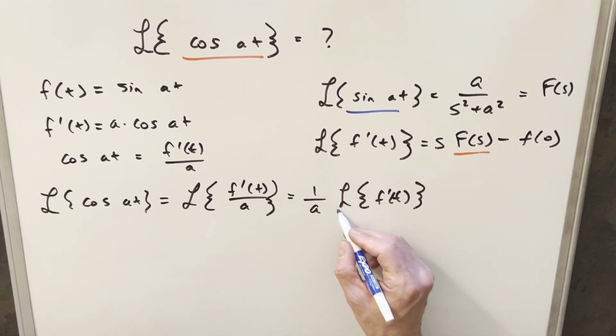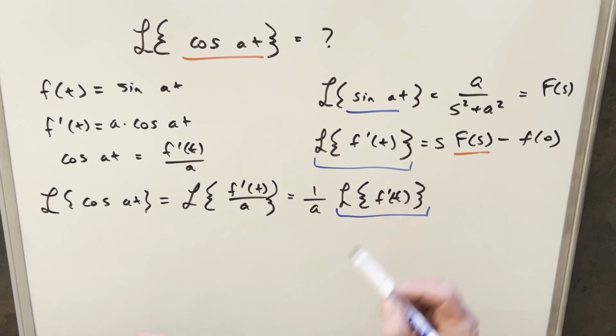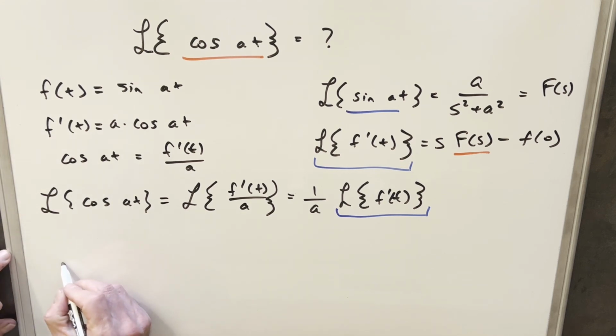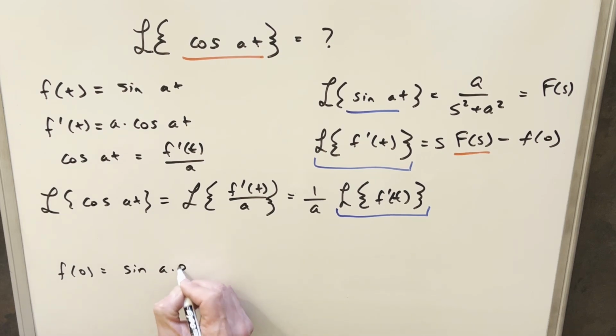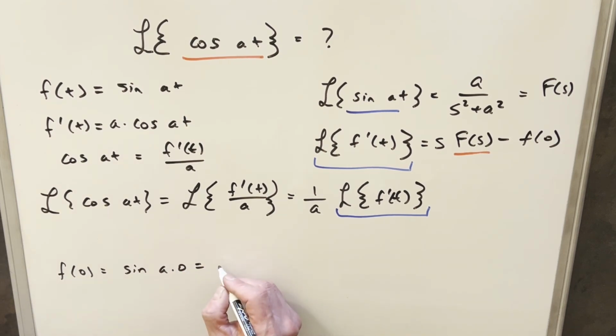So now what we need to do is just calculate this thing, and we have our formula right here. The one thing I haven't defined yet is f of 0, but we have our definition of f of t. F of t is sine at. So f of 0 is just going to be sine of a times 0, which is just sine of 0, or just 0. So I think we're ready to plug everything in here.